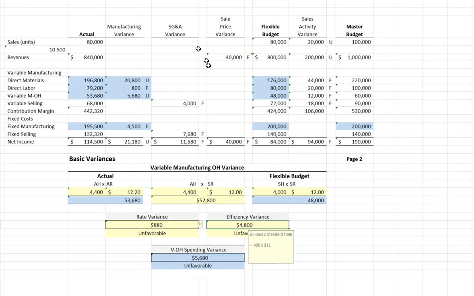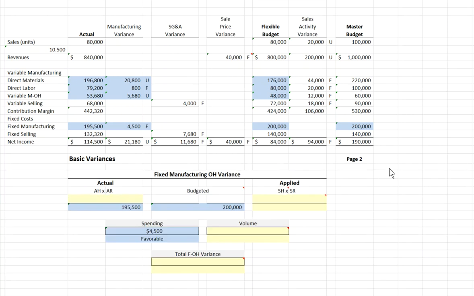Our total manufacturing overhead variance then, again, it's two unfavorable variances combined, gives us the $5,680, or it's really more precisely the difference between the 53 and the 48. And it's unfavorable because we spent more than we had expected.